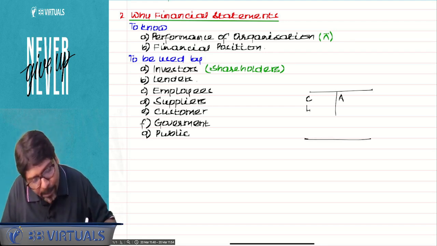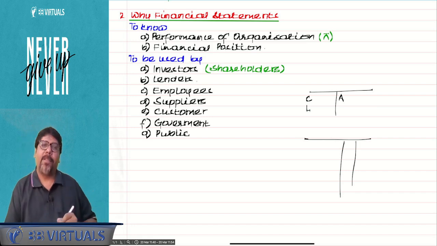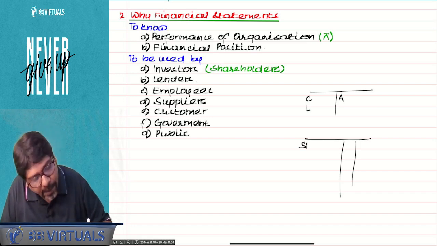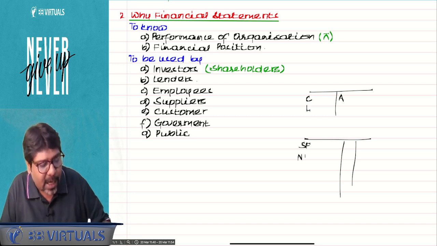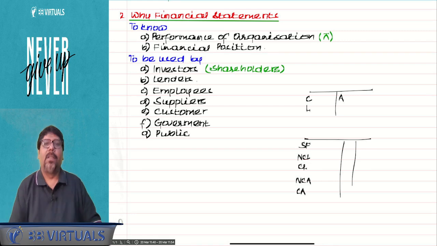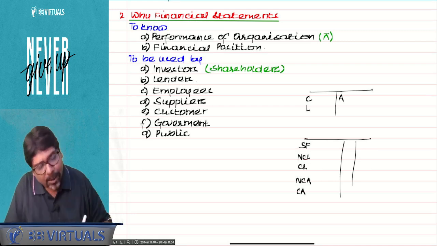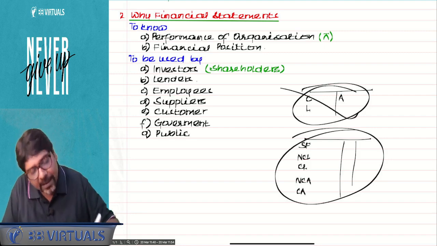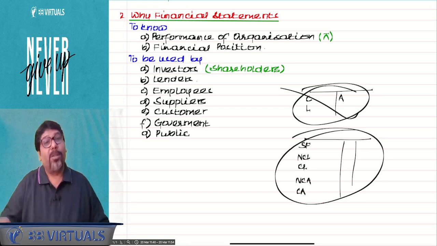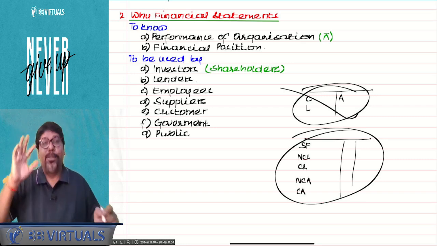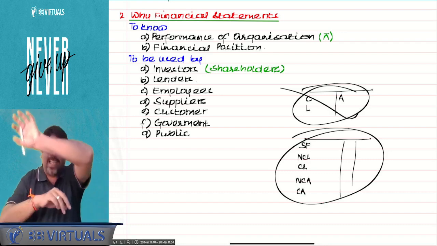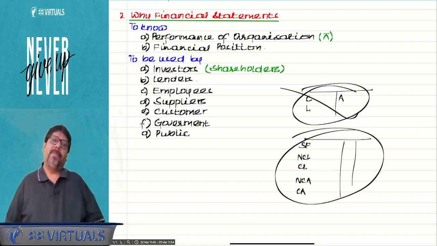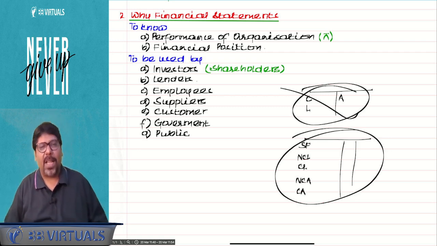Then when you came to 12th, they taught you this balance sheet also: shareholders' fund, non-current liability, current liability, non-current asset, current asset. Now, chartered, tell me which was the better balance sheet? This one. Why? Because you were used to it. You knew all debit items would come on the asset side, all credit items on the liability side. Correct? Yes or no? Yes.